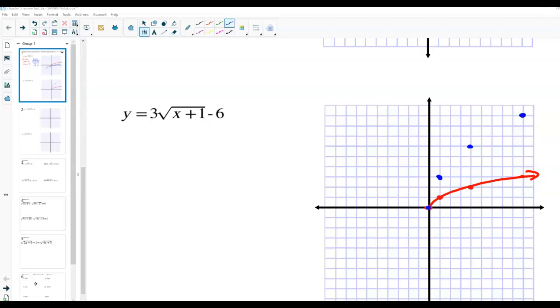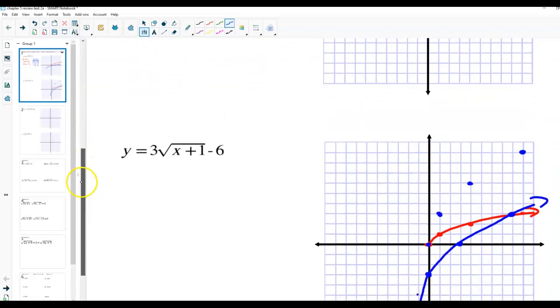And that's where our shift is now coming from. I'm going left 1, down 6. 1, 2, 3, 4, 5, 6. Left 1, down 6, for each of the points. And there's my graph.